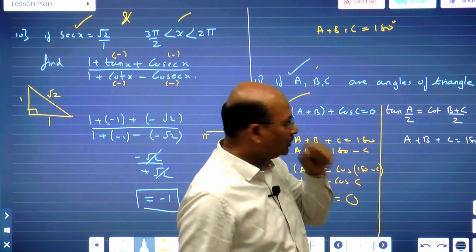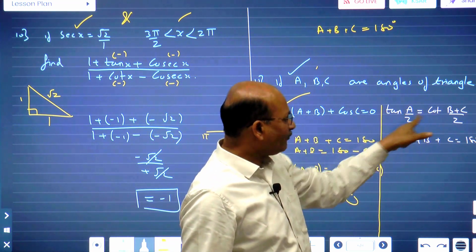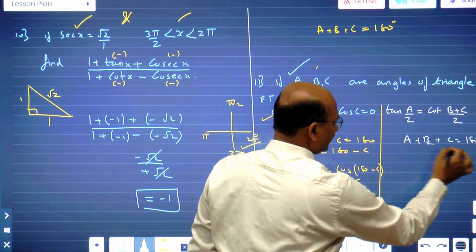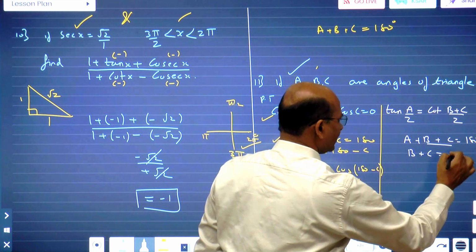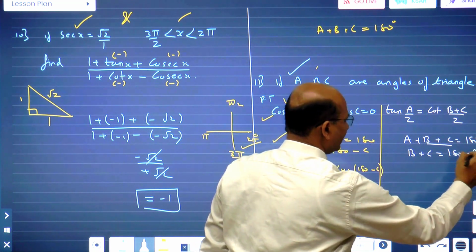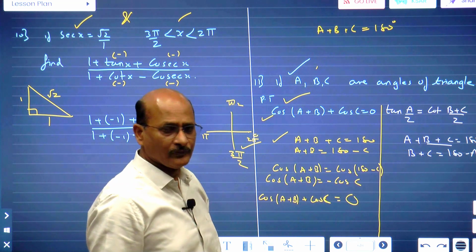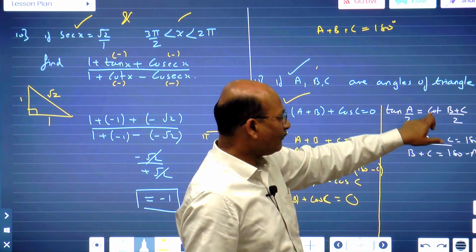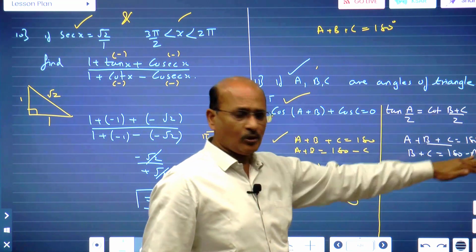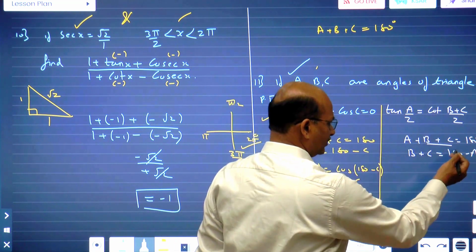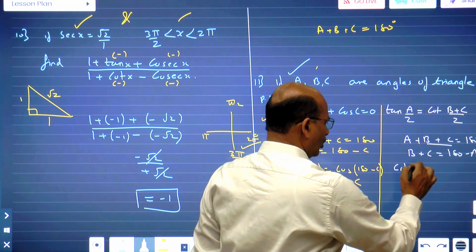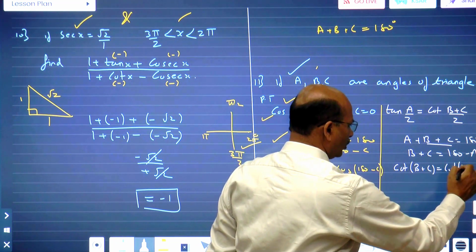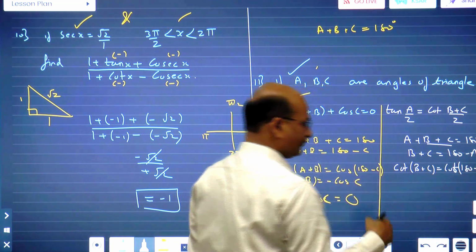Now, let us see what I want. You can say A I want or B plus C, anything. So suppose if I say B plus C, I keep it as it is. So, can you say B plus C is equal to 180 minus A? Yes, I can do that. Now, with B plus C, I want cot. So, take cot on both the sides. So, what will happen? Cot of B plus C is equal to cot of 180 minus A.